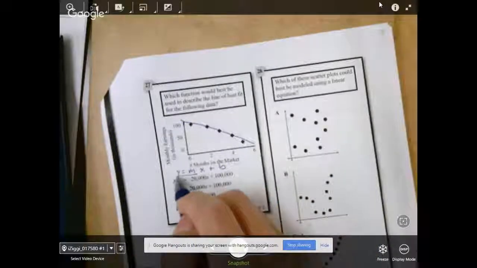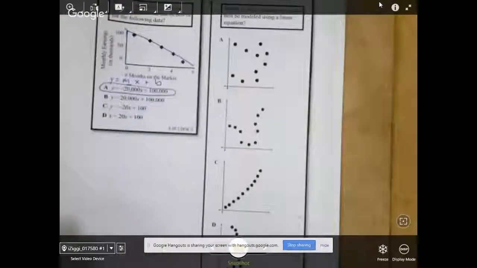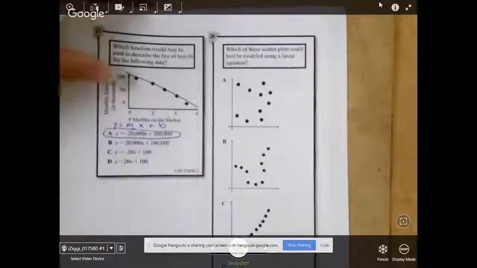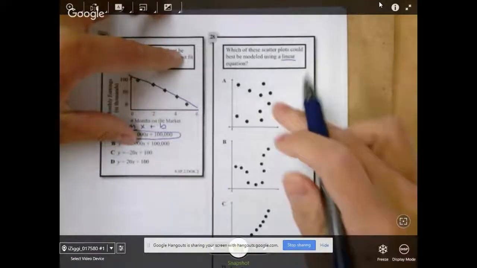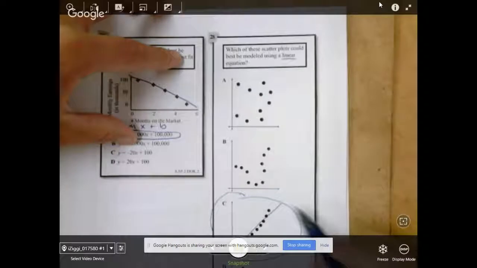Okay, number 28, which of these scatter plots would best be used to model a linear equation? So linear, which one of these looks like a line? The only one that looks really like a line, if I could draw a line of best fit through, is C. And then two more.